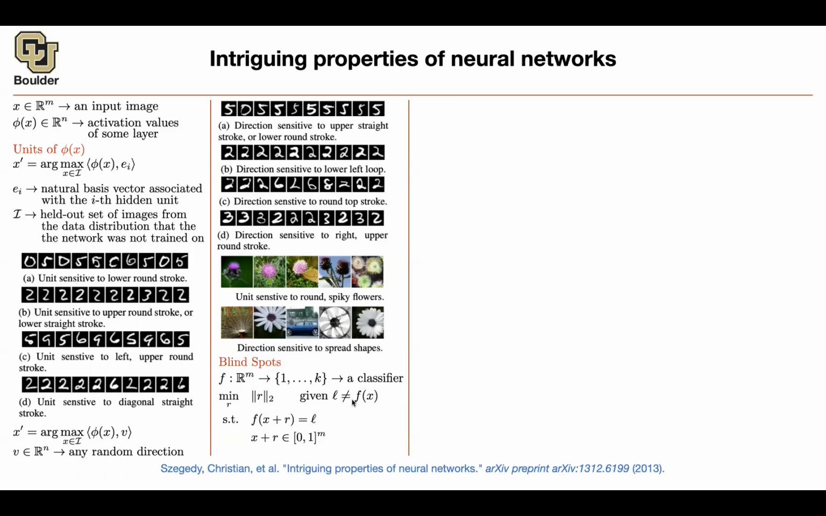And why should L be not equal to f of x? The reason is, let's go backwards. If it is equal, what's going to happen? Then r equals 0 is a trivial solution. So that one has a trivial solution, and we don't want a trivial solution. We want our network to actually make mistakes. So you pick L. Let's say you want number 2 to be classified as number 6. So you pick 6, that's going to be your L. Your network is currently and correctly giving you a 2, but now you want to confuse the network. You want to attack it.